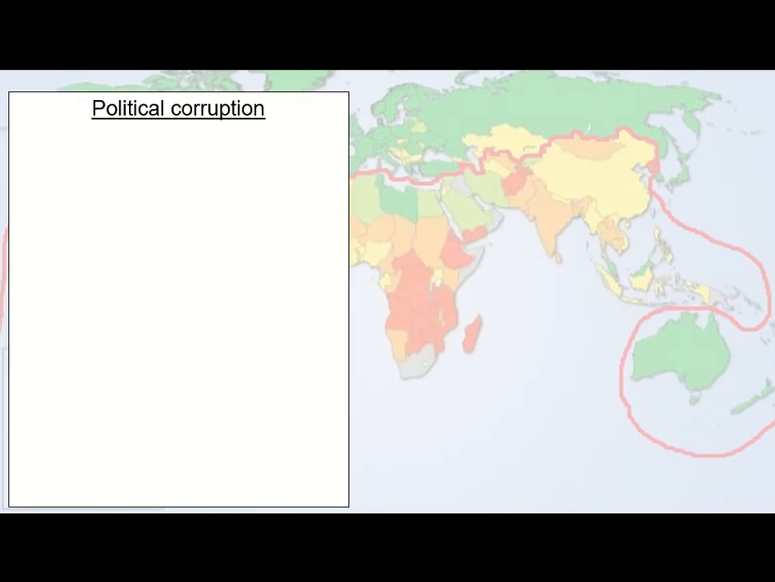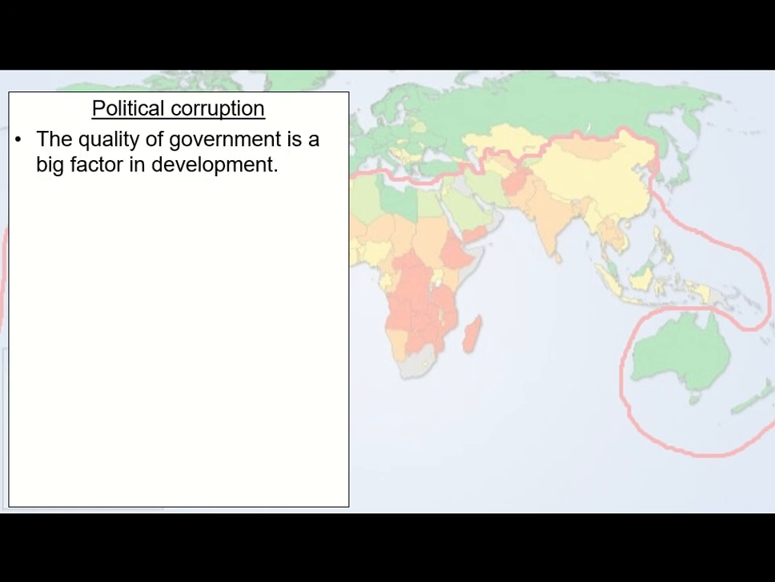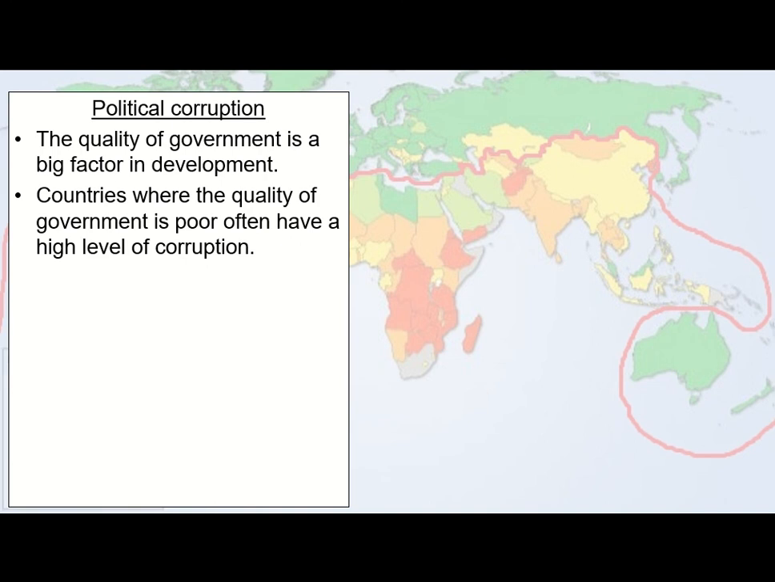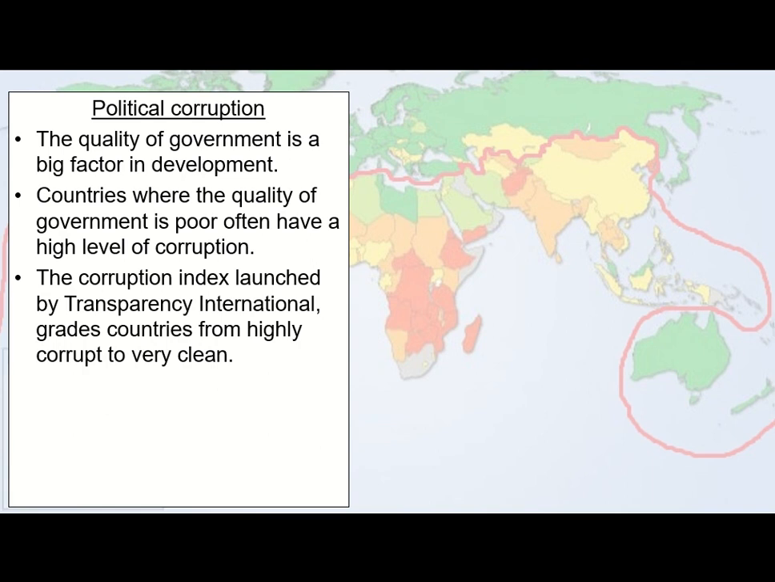So, political corruption. Something I need to mention too, because again the exam board mentioned this, and this is pretty much just you writing notes down. The quality of a government is massive when it comes to working out development. Again, wealthy countries, if they've got a corrupt government, it means that money might not go to where it should go to help the overall country develop. It might just be lying in the pockets of certain individuals within government. So countries where the quality of government is poor and there's high corruption often are places with less development.